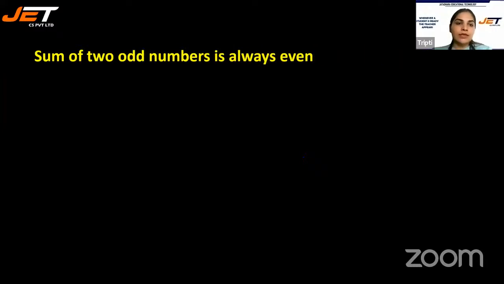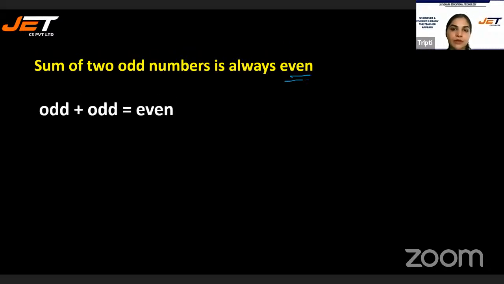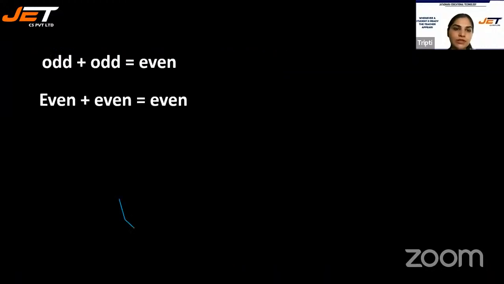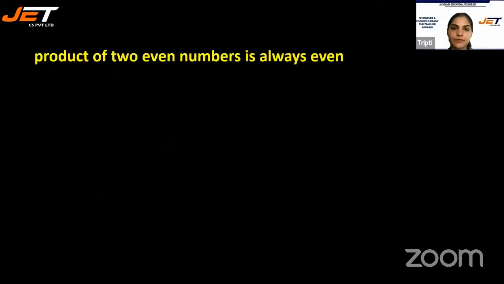Next, sum of two odd numbers. If you are adding two odd numbers, that means odd plus odd is always even. Odd plus odd is even, even plus even is even, and even plus odd is odd.